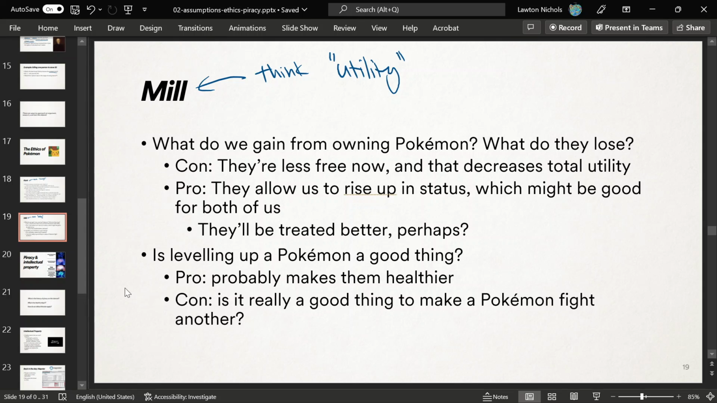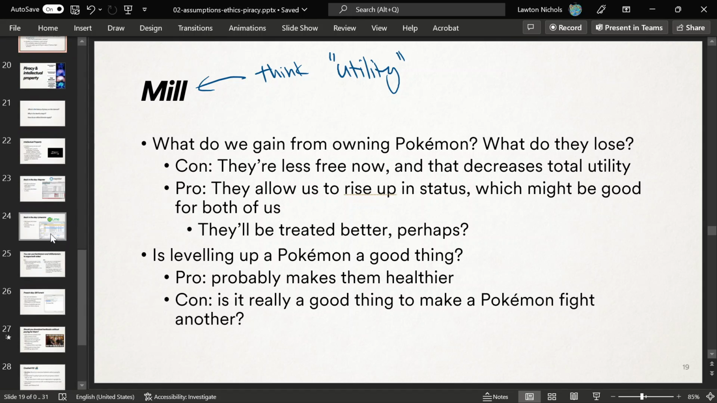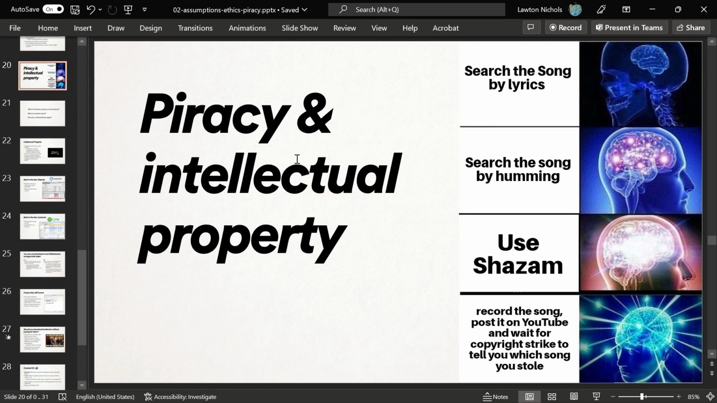Are we good to move on? Because now I have a real topic that we're all familiar with, I hope. Are we ready to talk about piracy? Well, let's do it. Stealing stuff virtually.